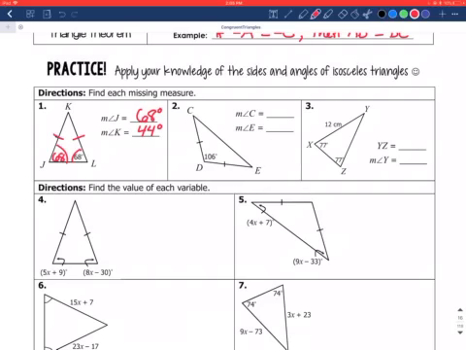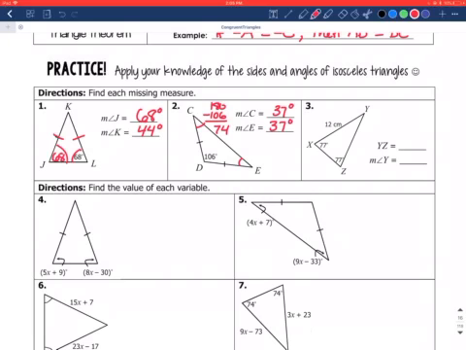For angle 2, it's the same thing. We know that these two base angles are congruent, but they didn't give us either one of those base angles. All they gave us was the vertex angle. So what we could do is we could take that vertex angle and subtract it from 180. And then we know that those two base angles are congruent, so we would take that 74 and divide it by 2. That will give us our two base angles.